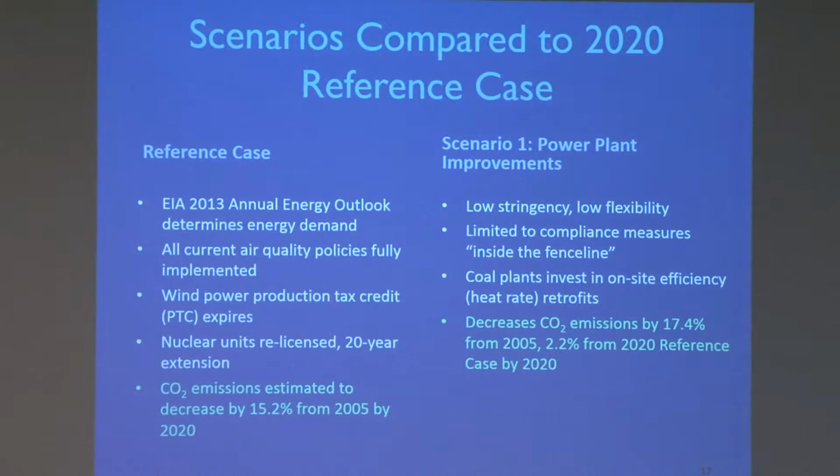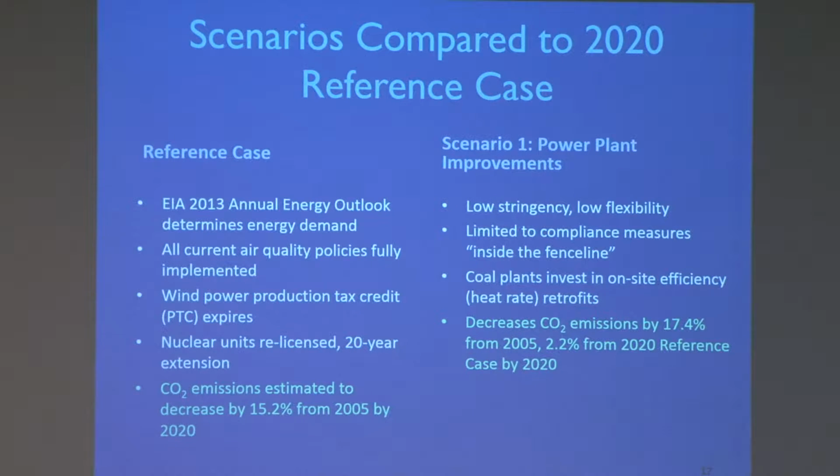We assumed that all current air quality policies would be fully implemented by 2020. We picked 2020 as a reference year. And these other assumptions are invoked: wind power production tax credit, as well as relicensing for nuclear units. And the results are shown here. Carbon dioxide emissions decrease by about 15% from 2005 values to the study year 2020.